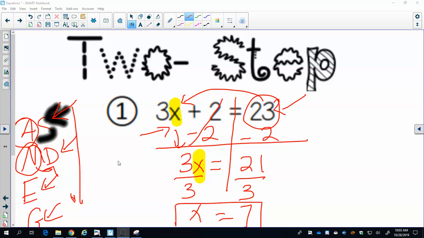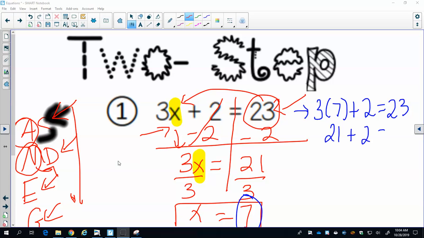To check our equation, we're going to put the 7 into our original equation. So I'm going to do that right here. I'm going to put in 7 for x: 3 times 7 plus 2 equals 23. If I evaluate that, 3 times 7 is 21. I'm adding my 2, and I'm going to see if this is indeed 23. 21 plus 2 is 23. 23 is equal to 23, so this is going to check.